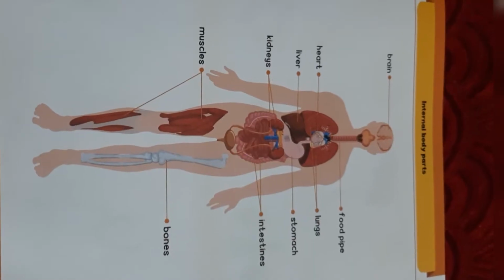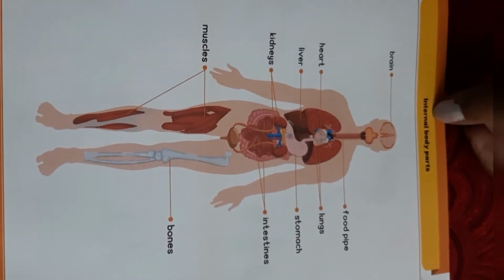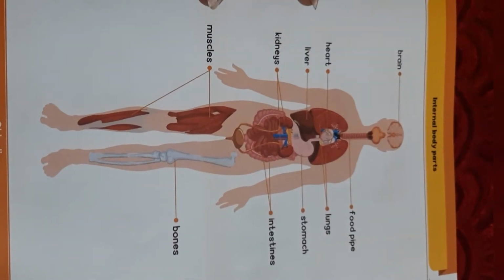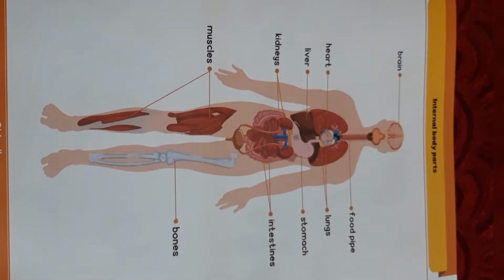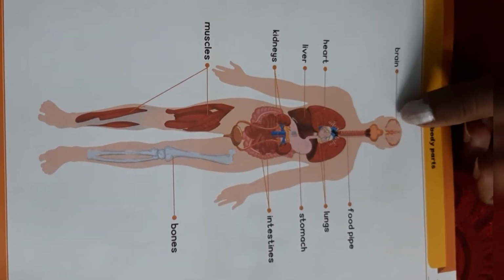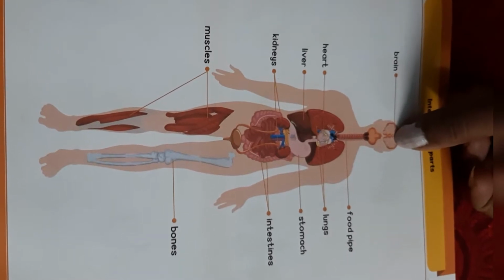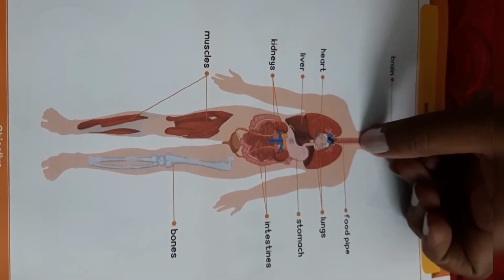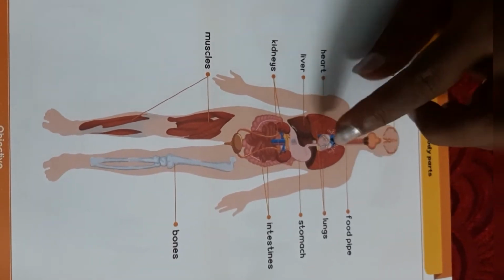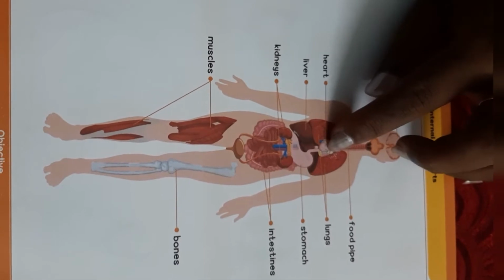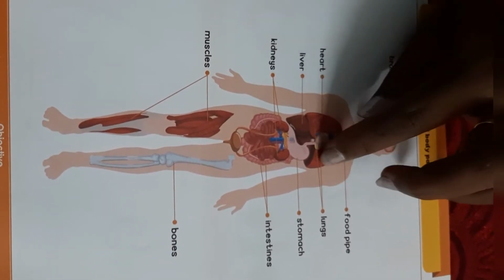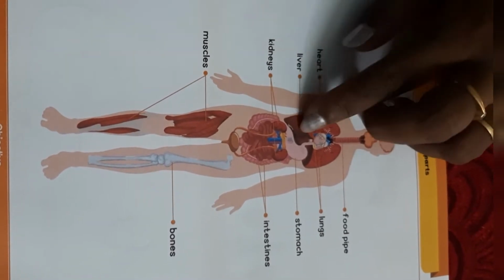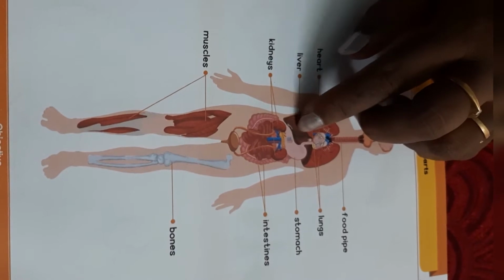Okay. Children, now let's see about internal body parts, and where they are in our body. First one is brain. You see, the brain is here. Then food pipe. Food pipe is here. Then heart. Heart is here. Then lungs. These two are lungs. Then this is liver.